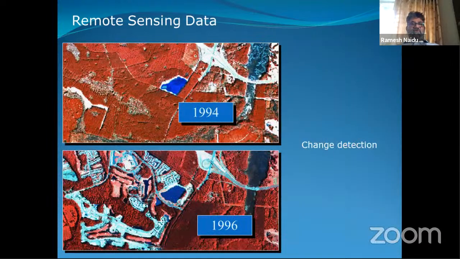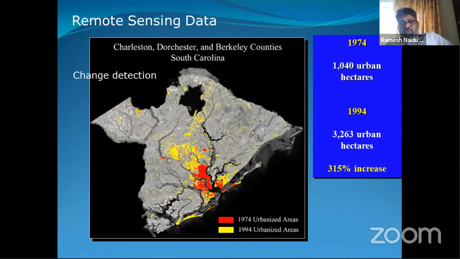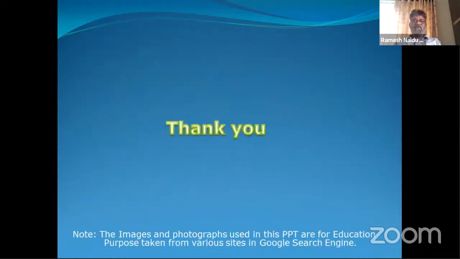You can see in 1994, the satellite images, and below there are a lot of changes. The urban areas are there in 1996. Within 2 years, the developments are happening. This kind of change detection you can observe through remote sensing data. In 1974, the red color patches are urban areas, and in 1994, after another 20 years, if you check with another satellite imagery, the yellow color patches are urban areas. So how urban areas have developed or evolved during these 20 years, this kind of statistical analysis you can also manage using remote sensing data sets.